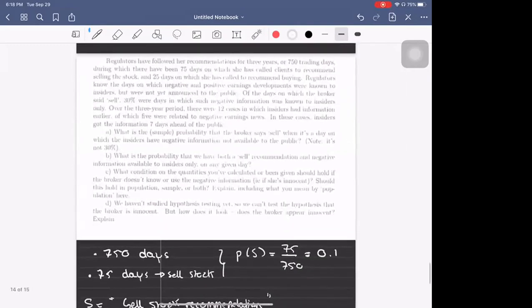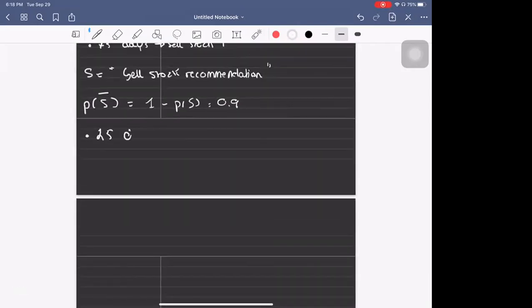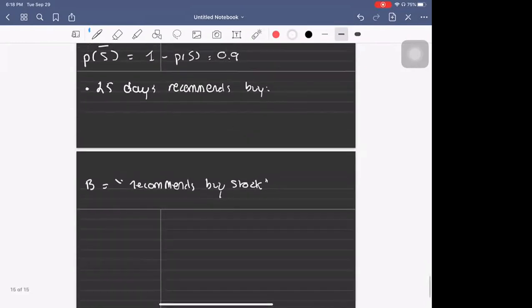Moving on, 25 days on which she had recommended buying. So 25 days she recommends to buy. So that gives that B is the event, recommends to buy stock. Probability of B is equal to 25 over 750, which in that case would be 0.033.